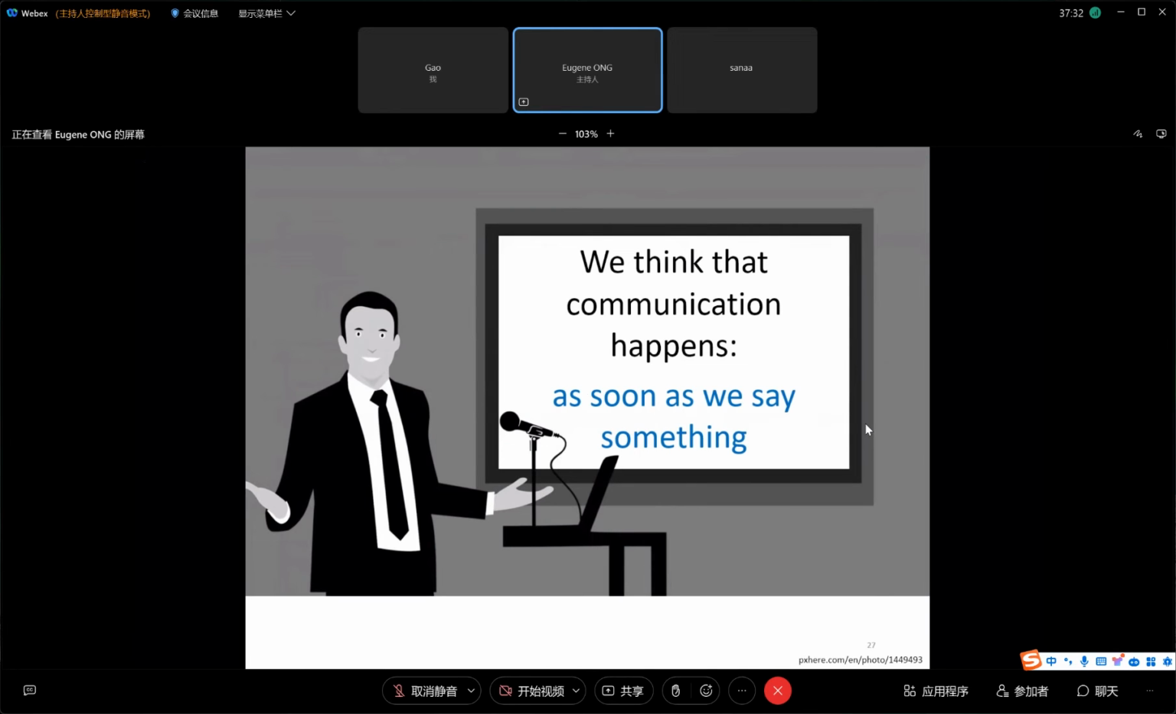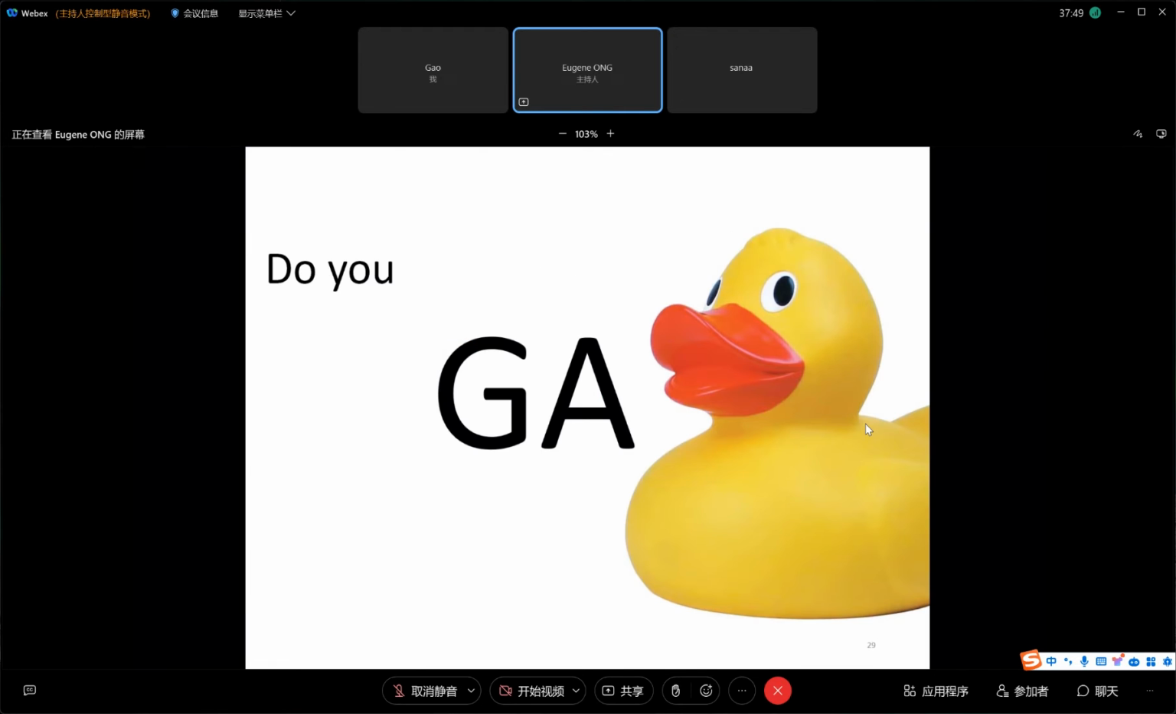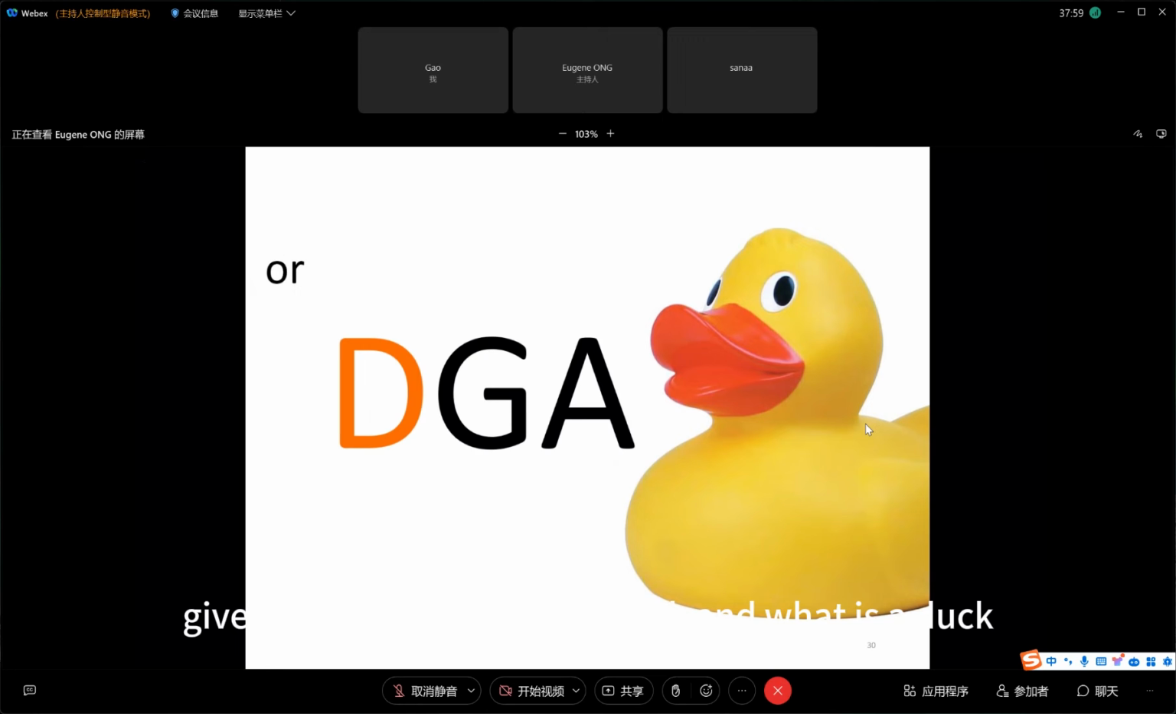And this is another way to present this information. So which one do you like? Is it this way? So communication actually happens once the other person or the audience actually understands what we are talking about. Okay. So it really depends if you give a duck or don't give a duck.